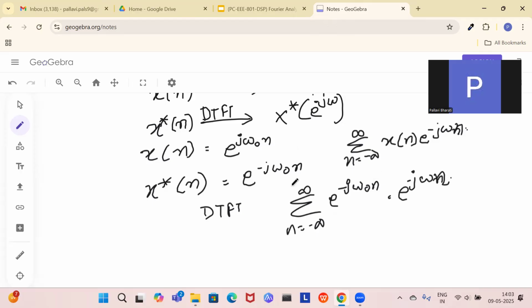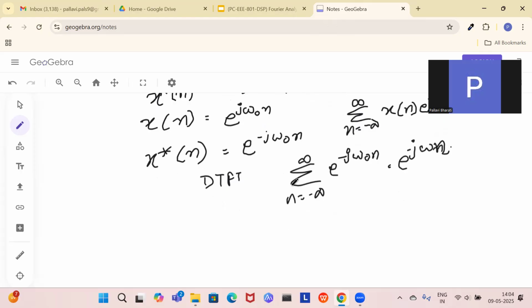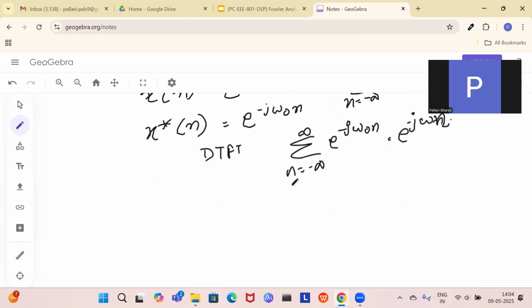Now, in order to make the calculations a bit easier, what I'll do is take x of n equal to e to the power of j omega naught n, and I'll use the property.